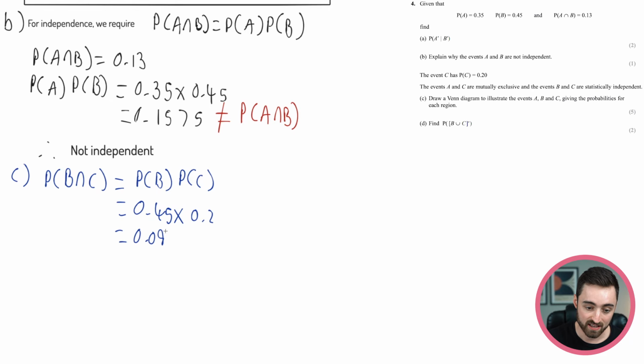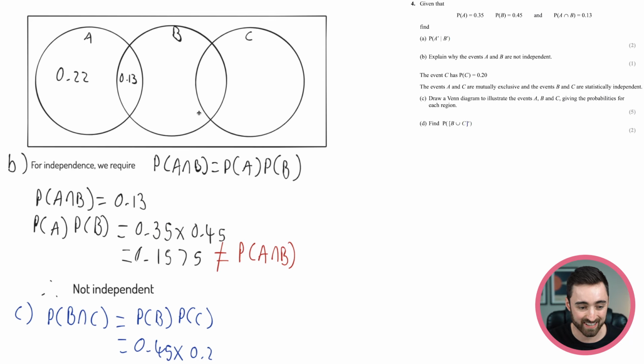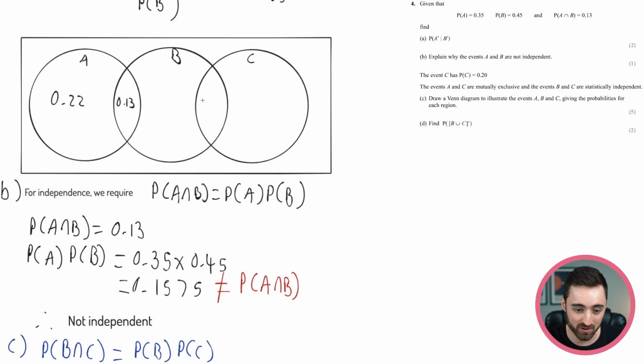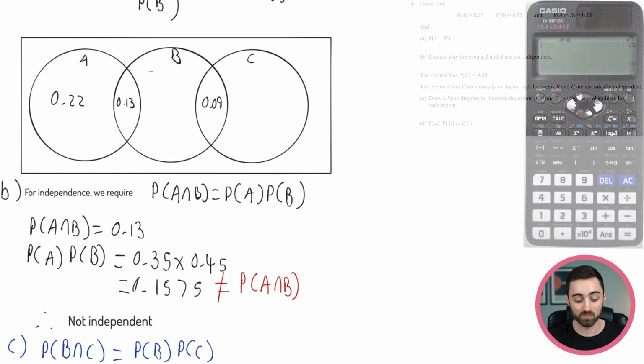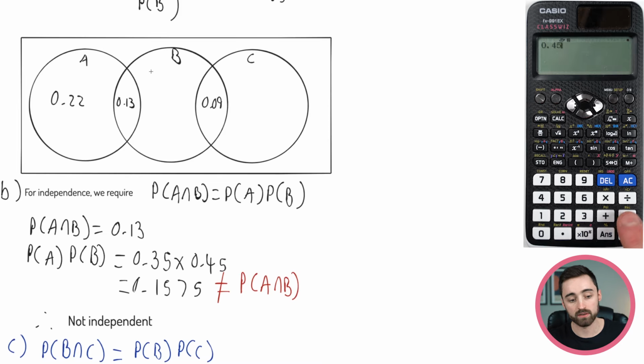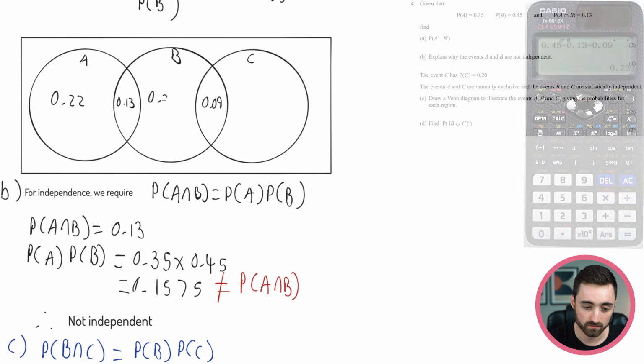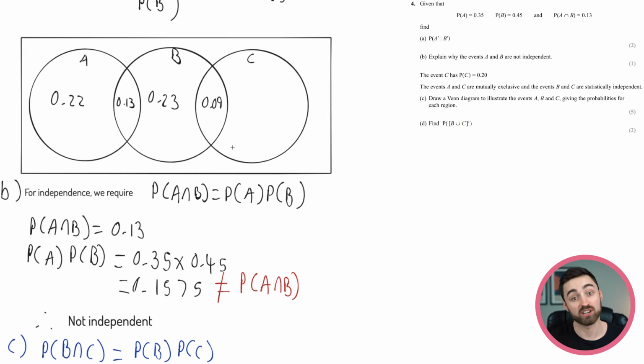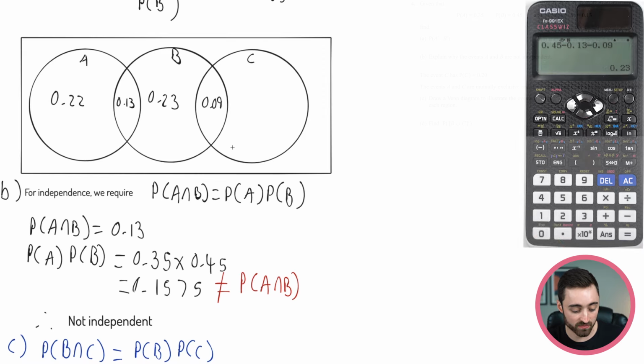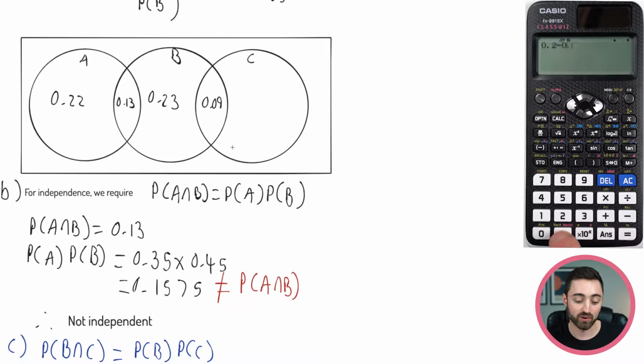So I think they're now going to fall like dominoes. If this is 0.09, then because the total circle of B is 0.45, 0.45 minus 0.13 minus 0.09 gives me 0.23. Same thing here, the whole circle is 0.2. So 0.2 minus 0.09 gives me 0.11.